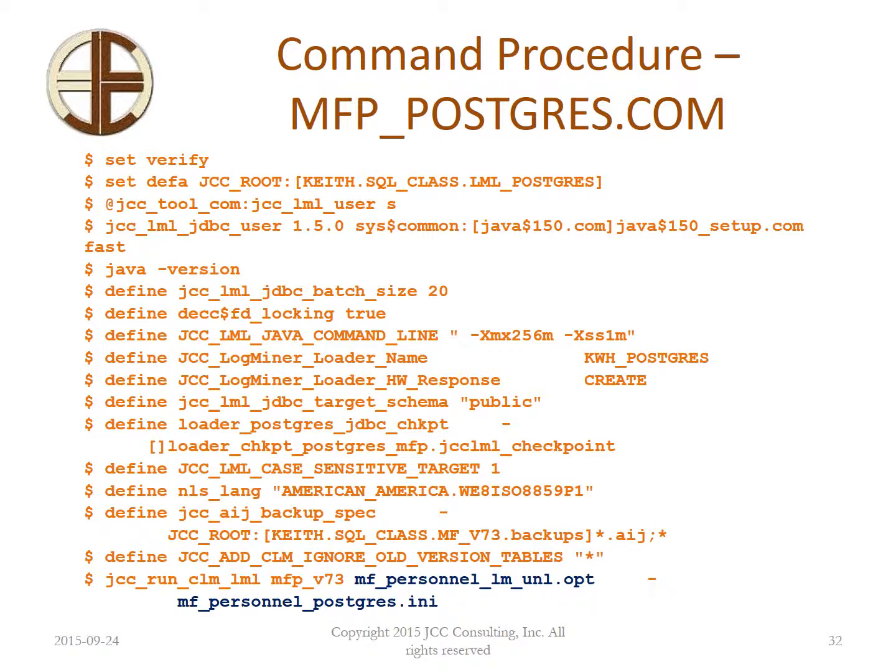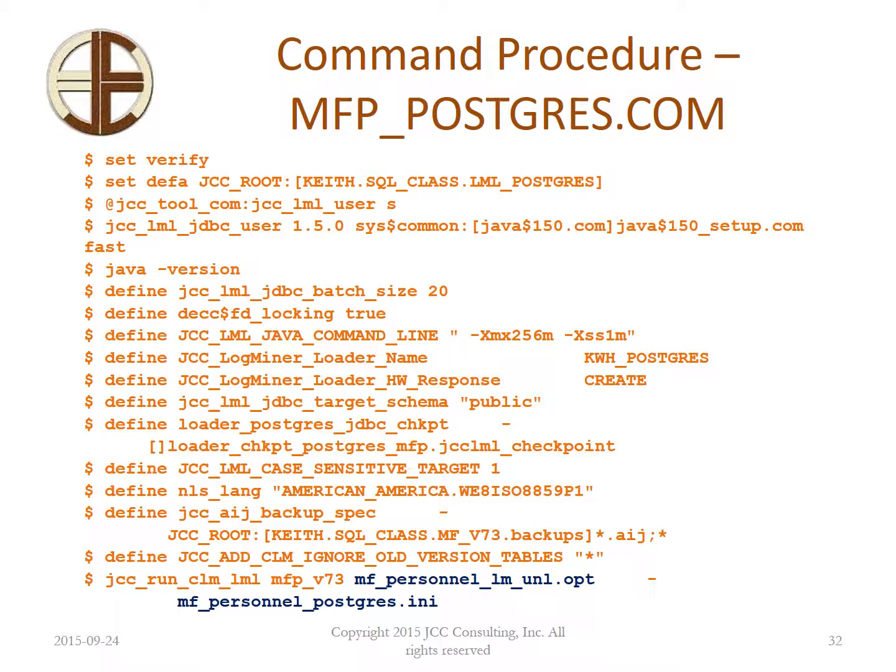So this command procedure is going to look like DCL, where we start off by setting up our environment with the JCC LML user command, setting up Java for the environment, defining some Java command lines, specifying the loader name, specifying the NLS language, although it turns out that in this case this line is specific to an Oracle interface, and so it doesn't make sense in the JDBC interface.